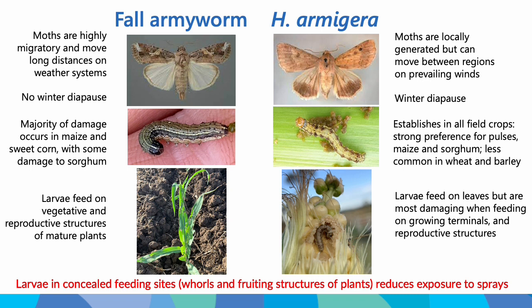Larvae of fall armyworm will feed on the leaves of crops, but they are most damaging on the growing terminals and the reproductive structures of plants, such as buds, flowers and pods. And because of that feeding behaviour, armigera and fall armyworm larvae can become concealed in those feeding sites, which can then reduce their exposure to insecticide sprays.